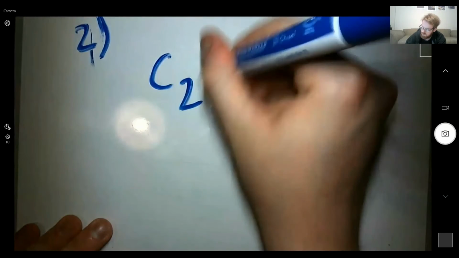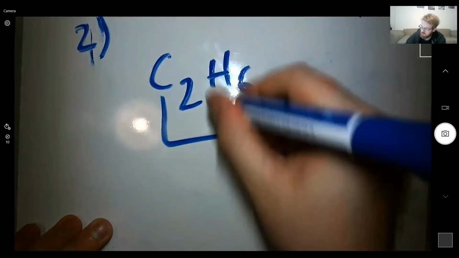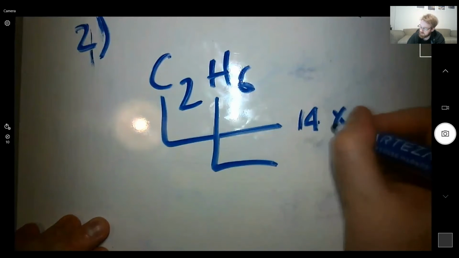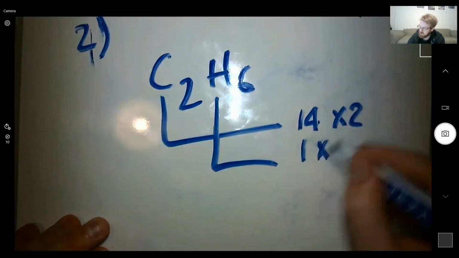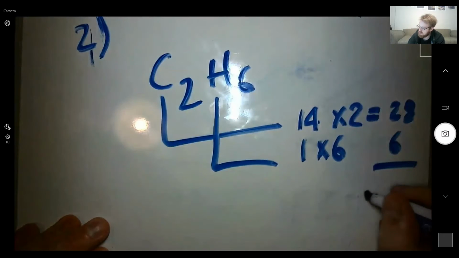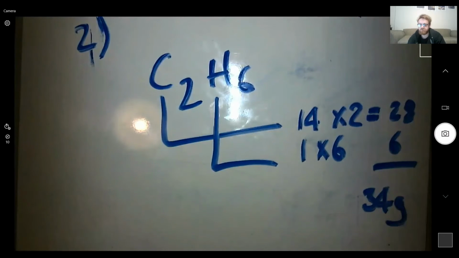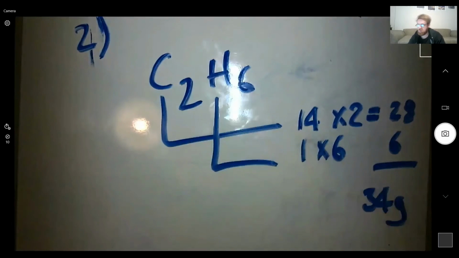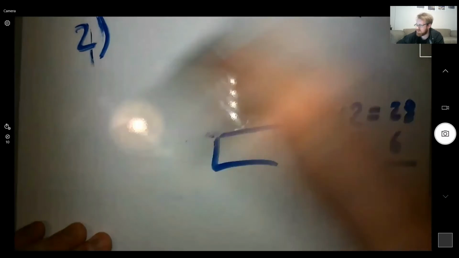Second one is for C2H6. Okay, carbon, if you look up your data booklet, has a mass of 14, and there is 2 of them. Hydrogen has a mass of 1, and there is 6 of them. That gives 28 plus 6, which gives you a mass of 34 grams. So 1 mole of that gives you 34 grams.